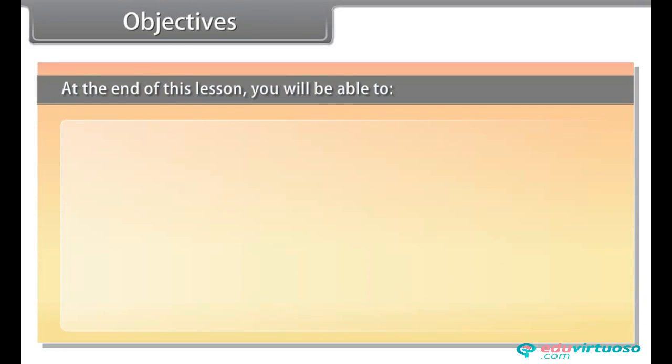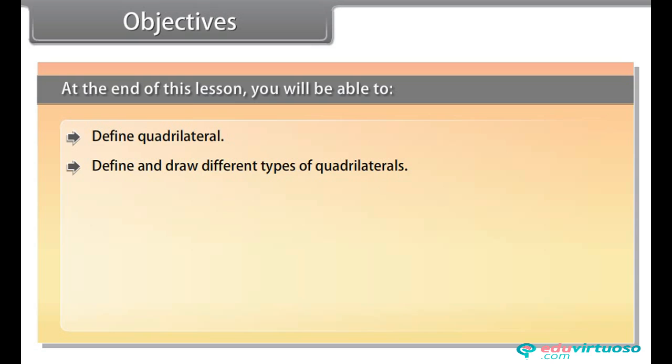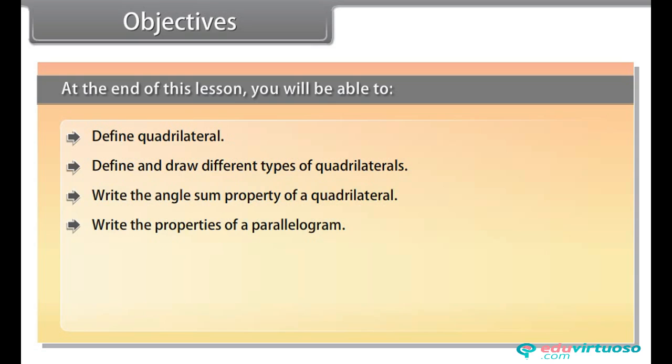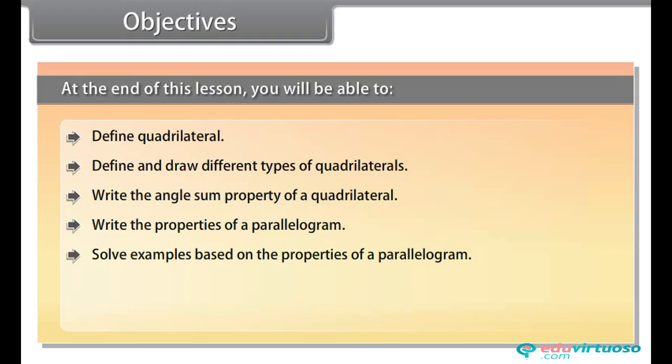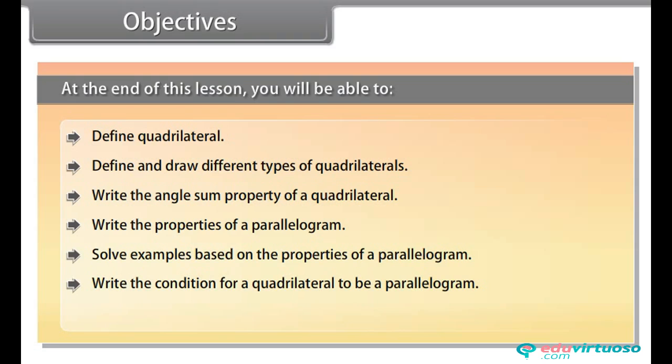At the end of this lesson, you'll be able to define quadrilateral, define and draw different types of quadrilaterals, write the angle sum property of a quadrilateral, write the properties of a parallelogram, solve examples based on the properties of a parallelogram, write the condition for a quadrilateral to be a parallelogram, and prove the midpoint theorem.